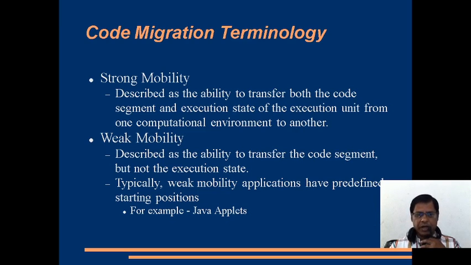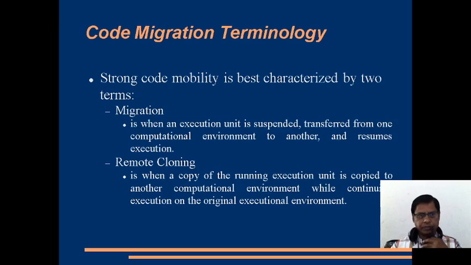Typically, weak mobility applications have predefined starting positions, for example Java applets. Of the two, only the code segment information is transferred and the execution information is not transferred, which is known as weak mobility. Java applets are an example of weak mobility.